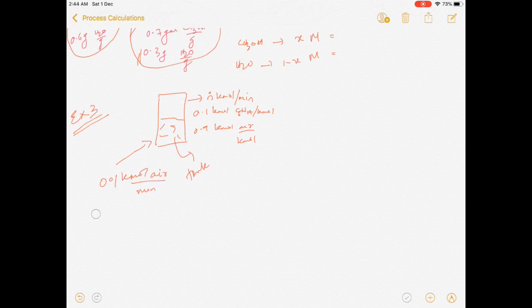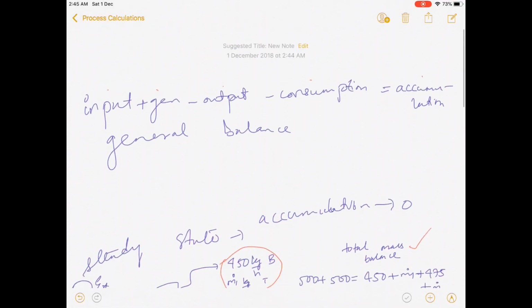and air is passed, and some amount of liquid comes out with the air. This is the input stream, this is the output stream. Now the question asks, what would be the time to vaporize the quantity of liquid, that is 10 meter cube. As we know, this is the general balance equation.